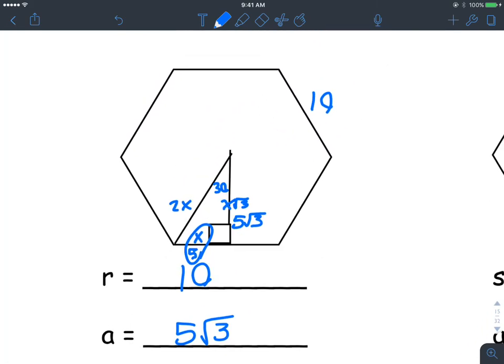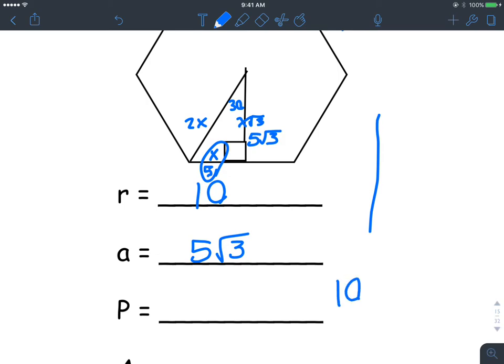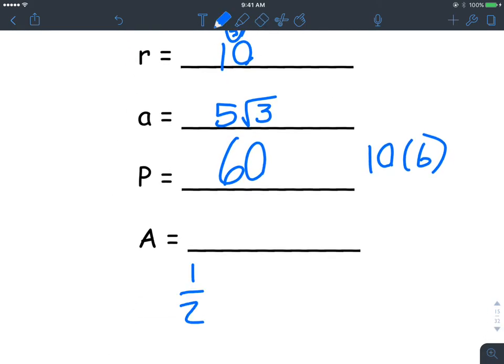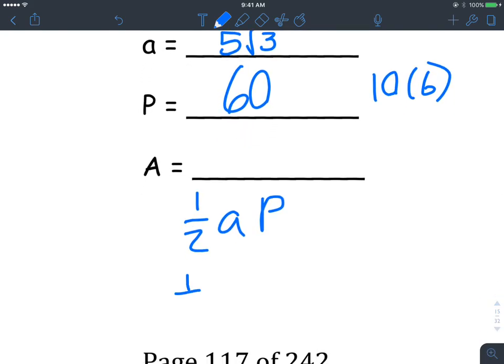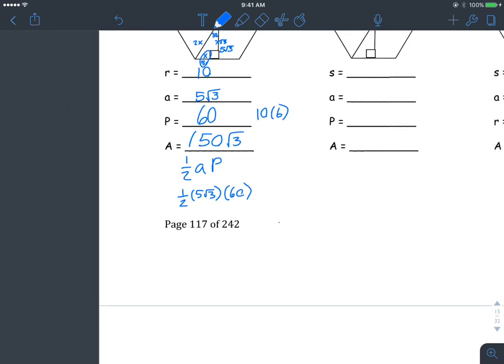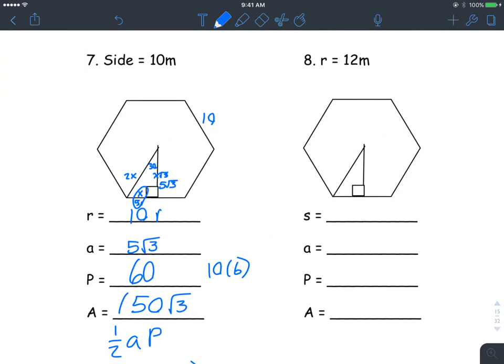Okay, perimeter, well, a side was 10, so we want to go 10 times 6, since there are 6 sides. So that'd be 60. And then area, we'll go 1/2 apothem times perimeter. So 1/2, I guess 5 square root of 3, and then times 60. And remember, you can multiply in any order, so I'm going to go half of 60 first, which is 30, and then times 5 square root of 3. So 5 times 30 is 150. So we'll say 150 square root of 3, and then we'll go back and put my units. Meters squared.